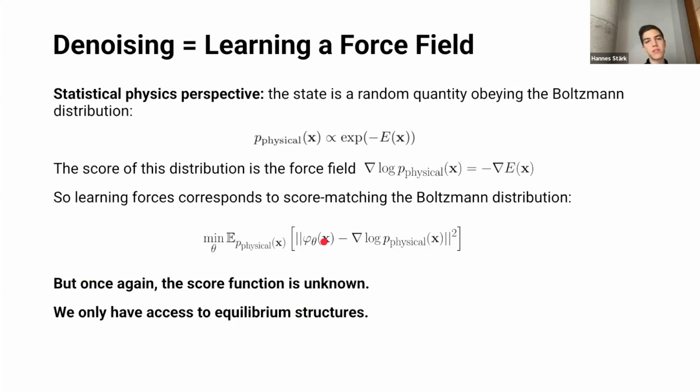Yeah, what exactly do you mean by equilibrium structures? Are these just some structures at modes of the Boltzmann distribution? Yeah, exactly. In this case, I'm literally defining equilibrium structures to be locations which are modes of the Boltzmann distribution. Okay.